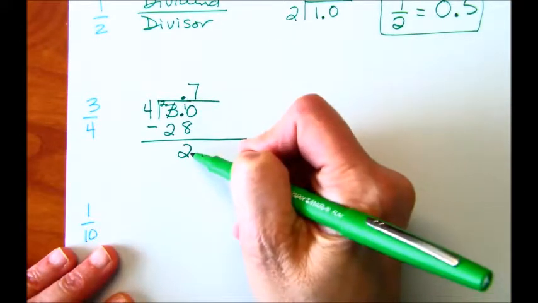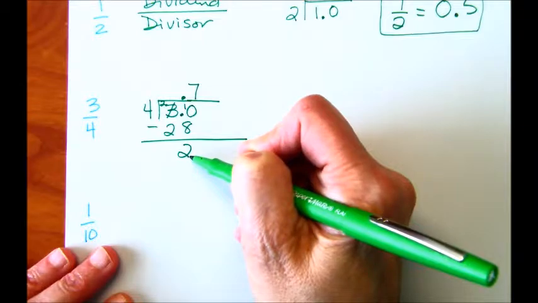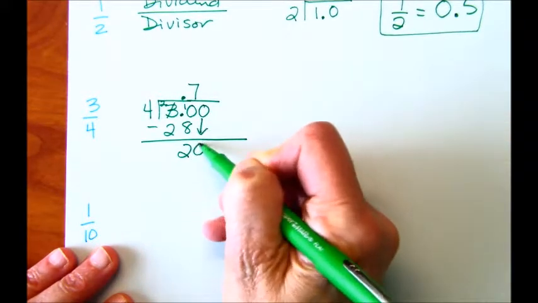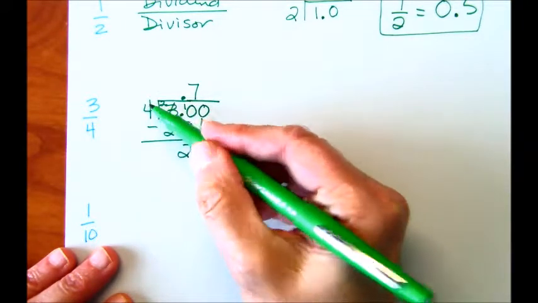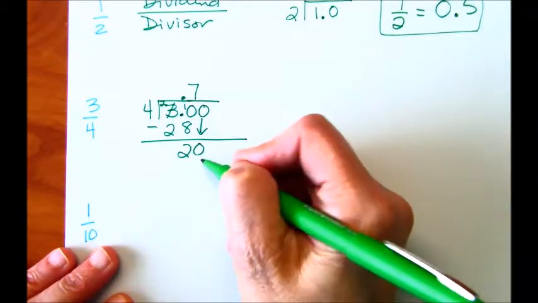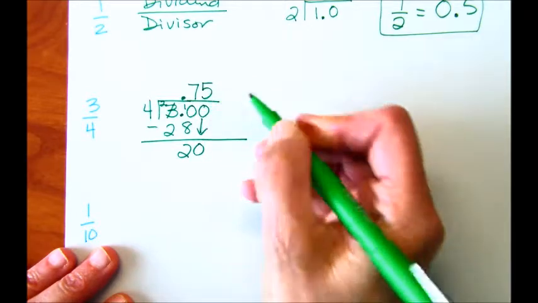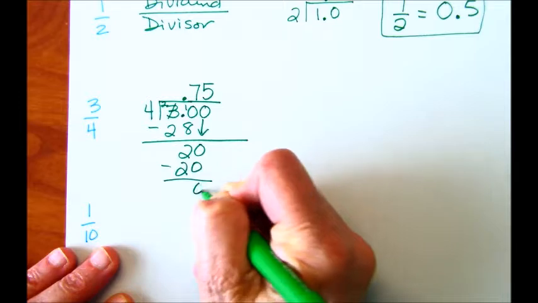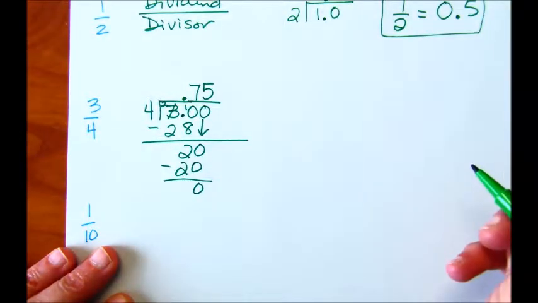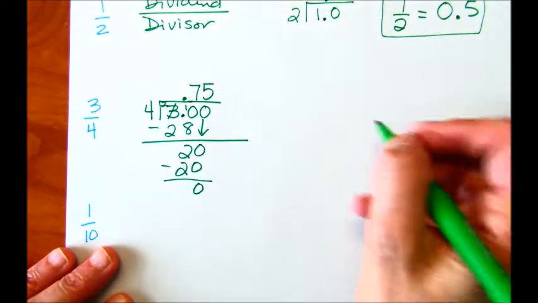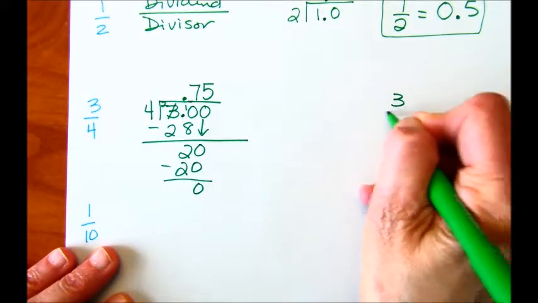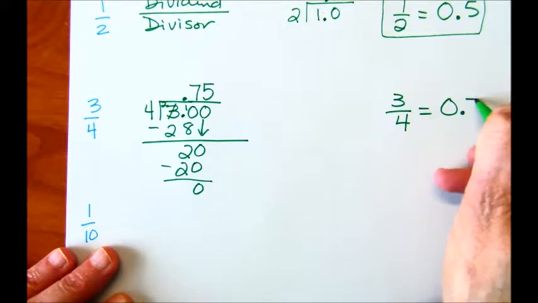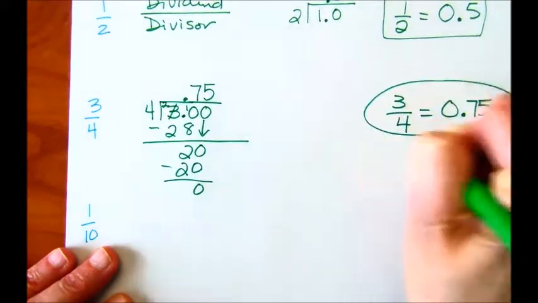Notice that my difference is not a 0. So I need to add another 0 and bring it down and see how many times 4 goes into 20. It's going to go in 5 times. 5 times 4 is 20. So my difference is going to be 0. I can stop here. So 3/4 is equivalent to 75 hundredths.